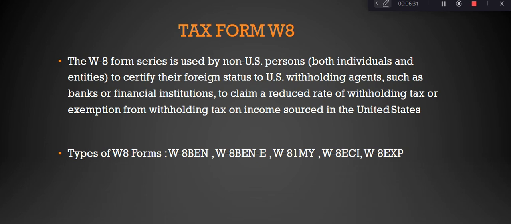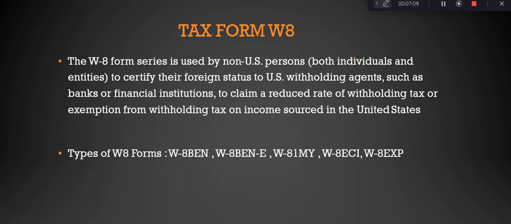So next is the tax form W8. This W8 is basically a series of forms. These cover both individuals as well as entities. So who needs to go ahead with the W8 forms? Any non-US resident, those people or entities who do not have any US address, however they are doing business in the US or getting gains out of the US, have dividend income, interest income from the US. So these kind of entities and people need to go ahead and fill up the W8 form.